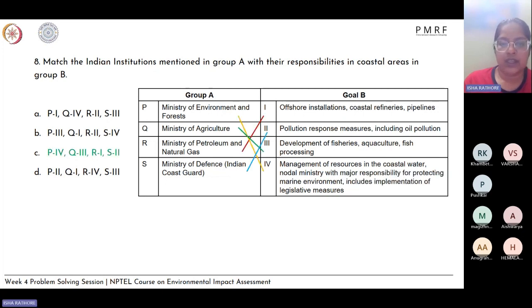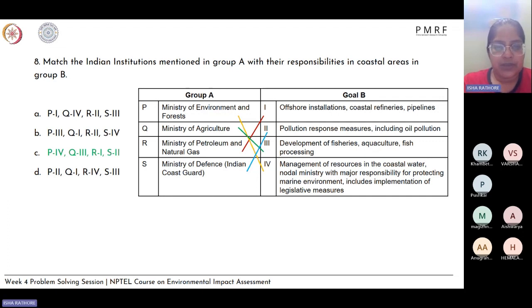So C is the correct answer. The Ministry of Environment and Forest, P, looks at management of resources in the coastal water. It is the nodal ministry with major responsibility for protecting the marine environment, and it includes the implementation of legislative measures. So P matches with 4. The Ministry of Agriculture looks at the development of fisheries, aquaculture, and fish processing in the coastal areas. So Q matches with 3.